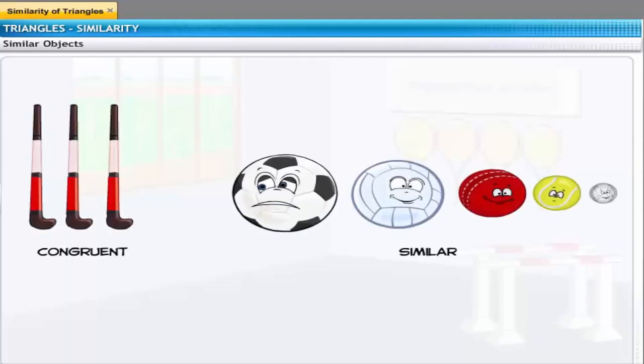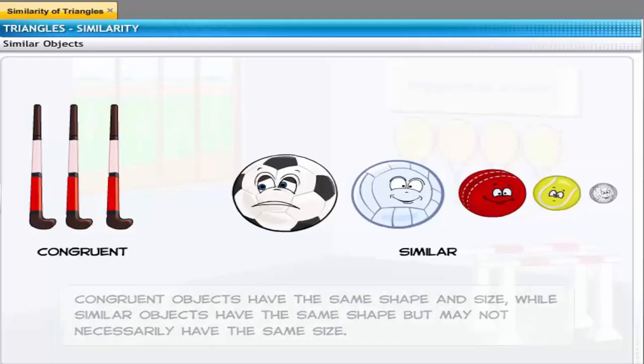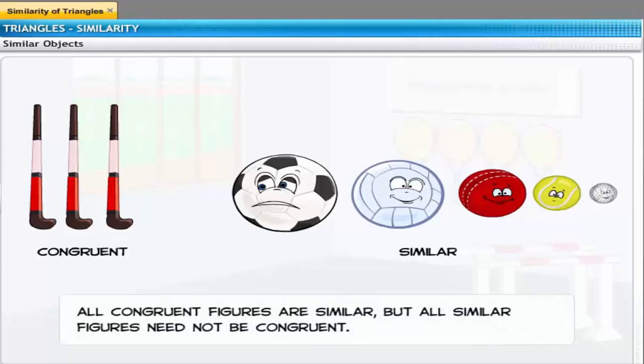Let's recap the definitions of congruent and similar objects. Congruent objects have the same shape and size, while similar objects have the same shape but may not necessarily have the same size. An important observation to note is that all congruent figures are similar, but all similar figures need not be congruent.